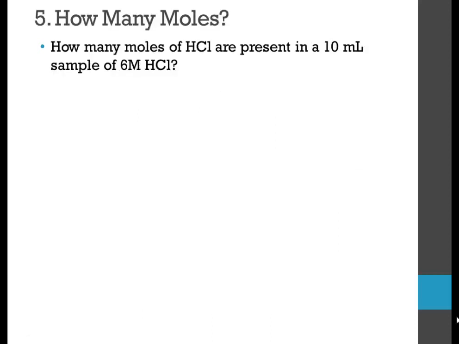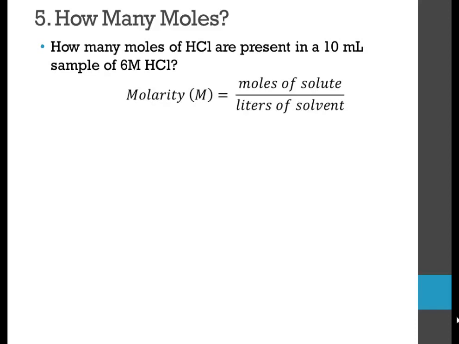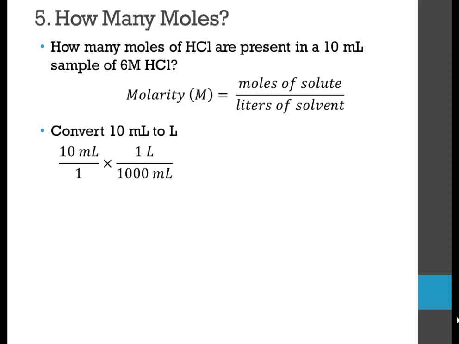Number 5 asks us how many moles of hydrochloric acid are present in a 10 milliliter sample of 6 molar hydrochloric acid. So first we need to remember our molarity equation, moles per liter. So I need to take my 10 milliliters, and my equation calls for liters, so I'm just going to convert. So that's a simple metric conversion. So milliliters goes on bottom to cancel out, and I want to change that into liters. Milli means 1,000 times smaller, so 10 milliliters is 0.01 liters if we divide by 1,000.